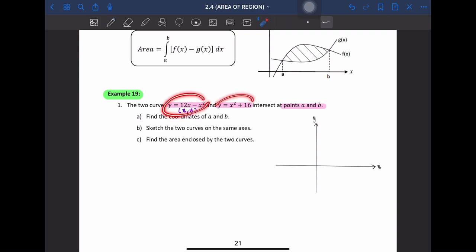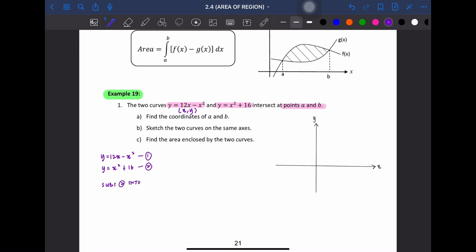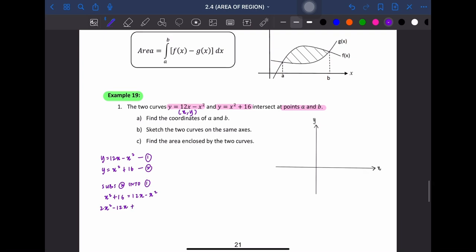So ada dua point yang kita nak cari, so we need two equations. So we already have the two equations. Okay, so equation yang pertama adalah y equal to 12x minus x square. And then equation yang kedua, y equal to x square plus 16. Okay, so I substitute 2 into 1. Okay, so x square plus 16 equal to 12x minus x square. So x square plus x square is 2x square minus 12x plus 16 equal to 0. Okay, and then we can simplify it, divide the whole equation by 2. So it becomes x square minus 6x plus 8 equal to 0.